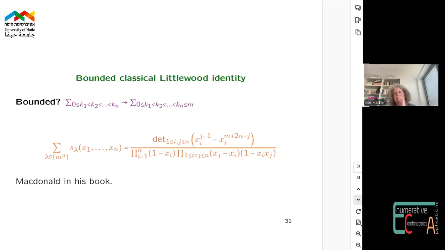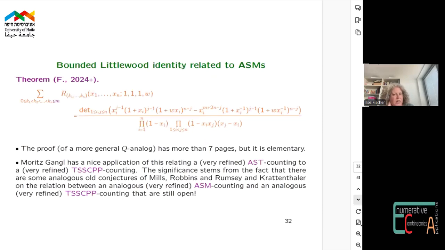So in the classical case, there also exists a bounded version of the Littlewood identity, which just means that you bound the parts of the partitions. The right-hand side is not anymore a simple product. It is this determinant divided by a product. And one other result is that there is such a bounded Littlewood identity also for these Robbins polynomials with the very same specialization. It's very similar looking, except that the determinant in the numerator is more complicated.